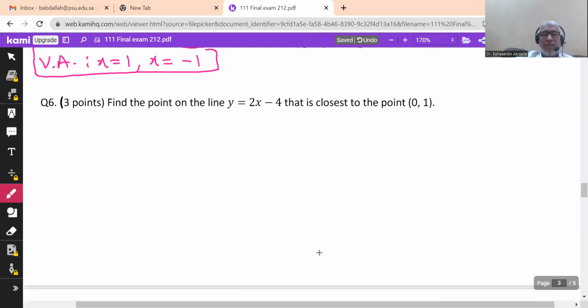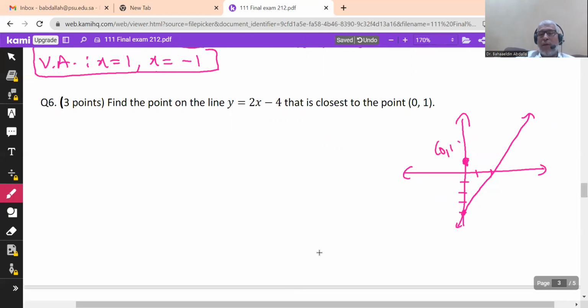Find the point on the line. This is a new question. There is a line y equals 2x minus 4. Let me sketch the graph of this line. When x is 0, y is -4. And if y is 0, 2x equals 4, x equals 2. So that's the line. And the point 0, 1. So we need to find the point on the line that's closest to the point 0, 1. For example, this point, x y.